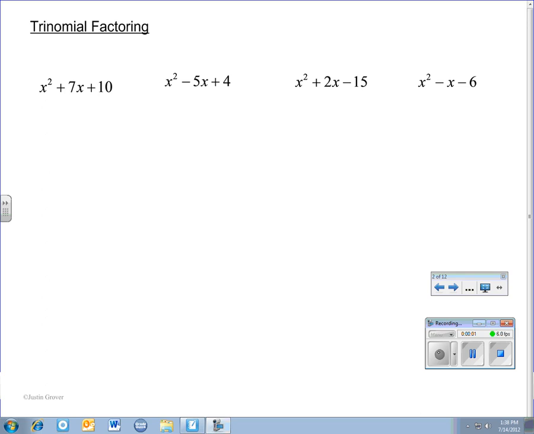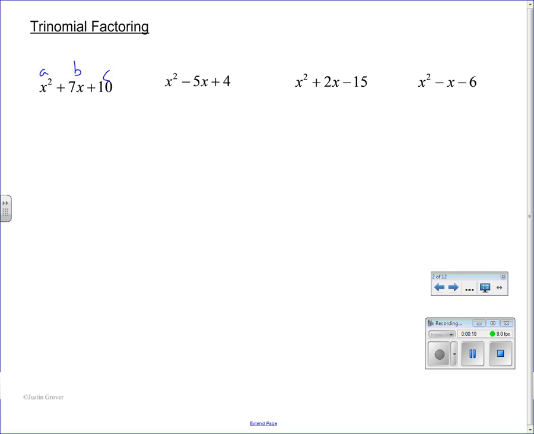Factoring trinomials. It's called a trinomial because it's got three parts: x squared plus 7x plus 10. Those are considered parts A, B, and C. This is a basic trinomial because there's no number in front of x squared. Well, there's a 1, but it's not written. When there's a number in front of x squared, like 2 or 3 or -5, things get a little bit more complicated. So this is basic trinomial factoring.